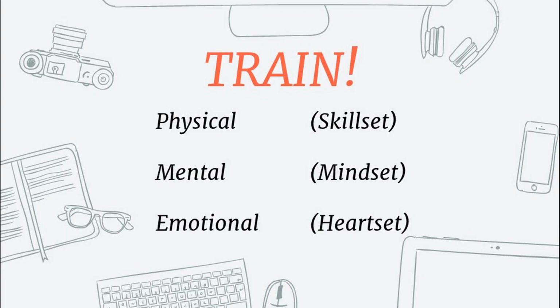Let us train ourselves physically, mentally, and emotionally. Our skill set includes our capacity to set up proper equipment and environment for shooting and the ability to edit or process videos for publishing. Our mindset includes the mastery of subject matter that we teach and the competence to transfer it to scripts for our videos. Our heart set is our readiness for the tasks ahead of us.